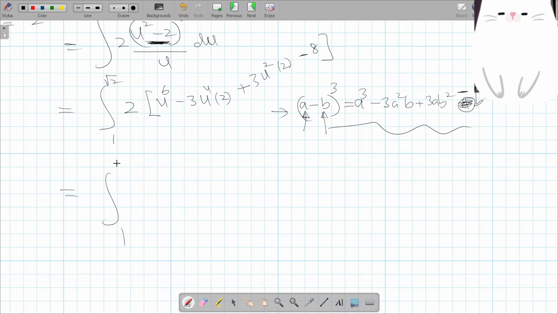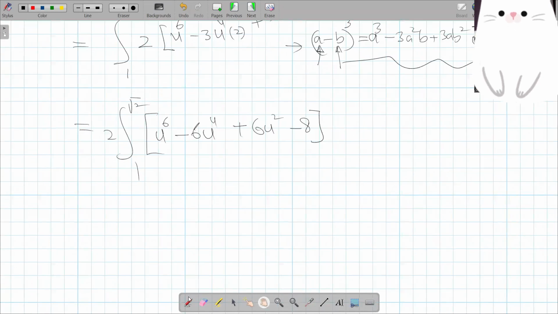So from 1 to square root of 2, let's put this 2 outside. The expression we need to integrate is 3 to the 6u^4 plus 6u squared minus 8. But all of that is divided by u, right? Yes, so let's divide everything by u.